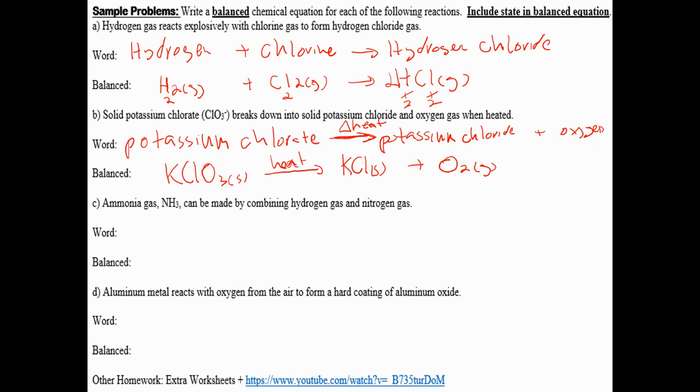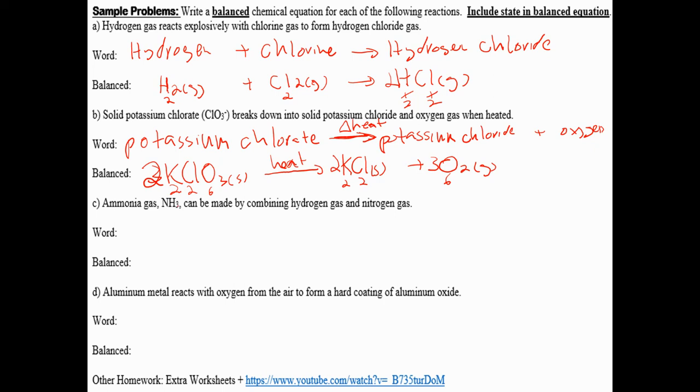This looks a bit tricky at first. Our Ks and our Cls are balanced, so it looks good, but our oxygens aren't. So between 3 and 2, 3 times 2 is 6. So let's aim to get 6 oxygens. So I'll put a 3 here. That'll give me 6. I'll put a 3 here. That'll give me a 2 here. That'll give me 6, 2, and 2. So my Ks and my Cls aren't balanced, but if I put a 2 here, that fixes everything. And there's a balanced reaction.